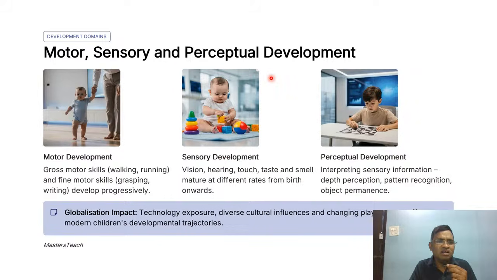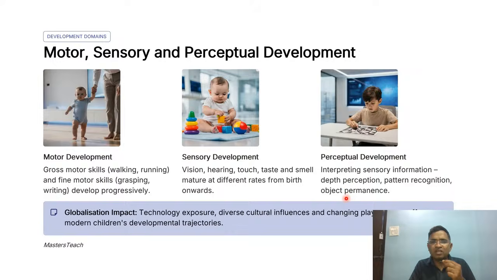It's the development domains. So motor development, where gross motor skills are walking, running. Okay, so this is called gross motor, and fine motor, grasping, writing, develop progressively. Sensory development, where vision, hearing, touch, taste, and smell mature at different rates from birth onwards. Then perceptual development. So it is interpreting sensory information, depth perception, pattern recognition, then object permanence.